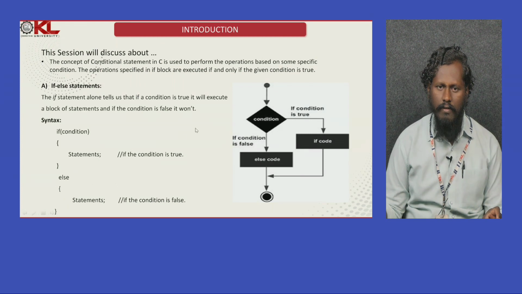The same syntax I have represented as a block diagram here. This is a simple flow chart. The data is flowing from here, and I am entering with the condition. When the condition is true, the control is transferred to the true part and it is going to execute the if code, which is nothing but the block of statements inside the if statement. When the condition is false, the control is transferred to the false part, that is the else part, and it is going to execute the else block.